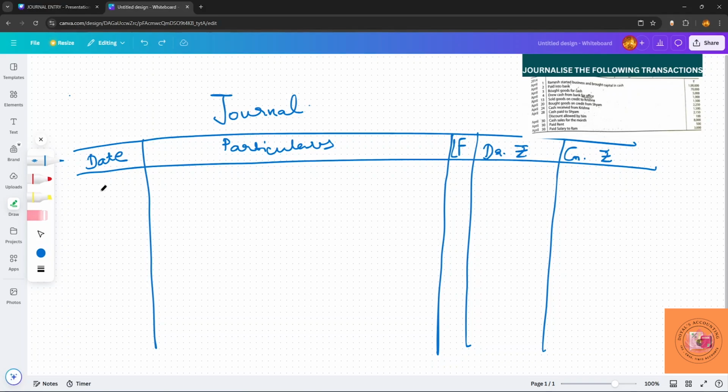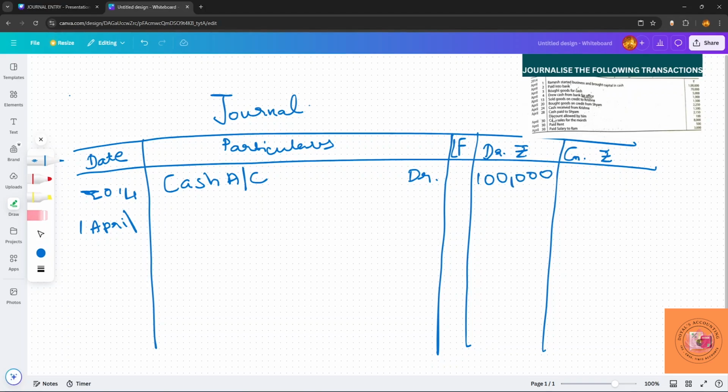So our first transaction, the date is 2014, 1st April. Ramesh started business and brought capital in cash rupees worth 1 lakh. So what are the accounts involved here? We have cash and we have capital. Cash is a real account and cash is coming into the business, so it will be debited. So in my journal entry, I will write cash account debit rupees 1 lakh.